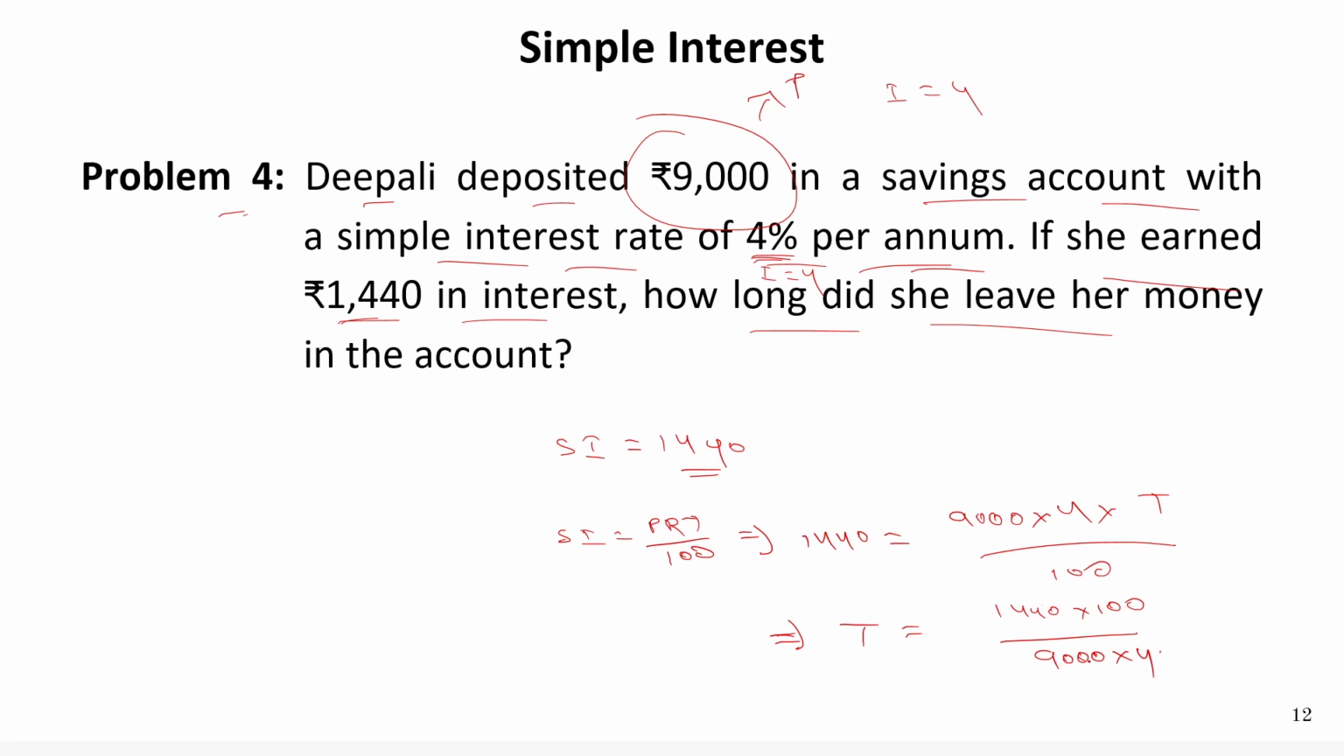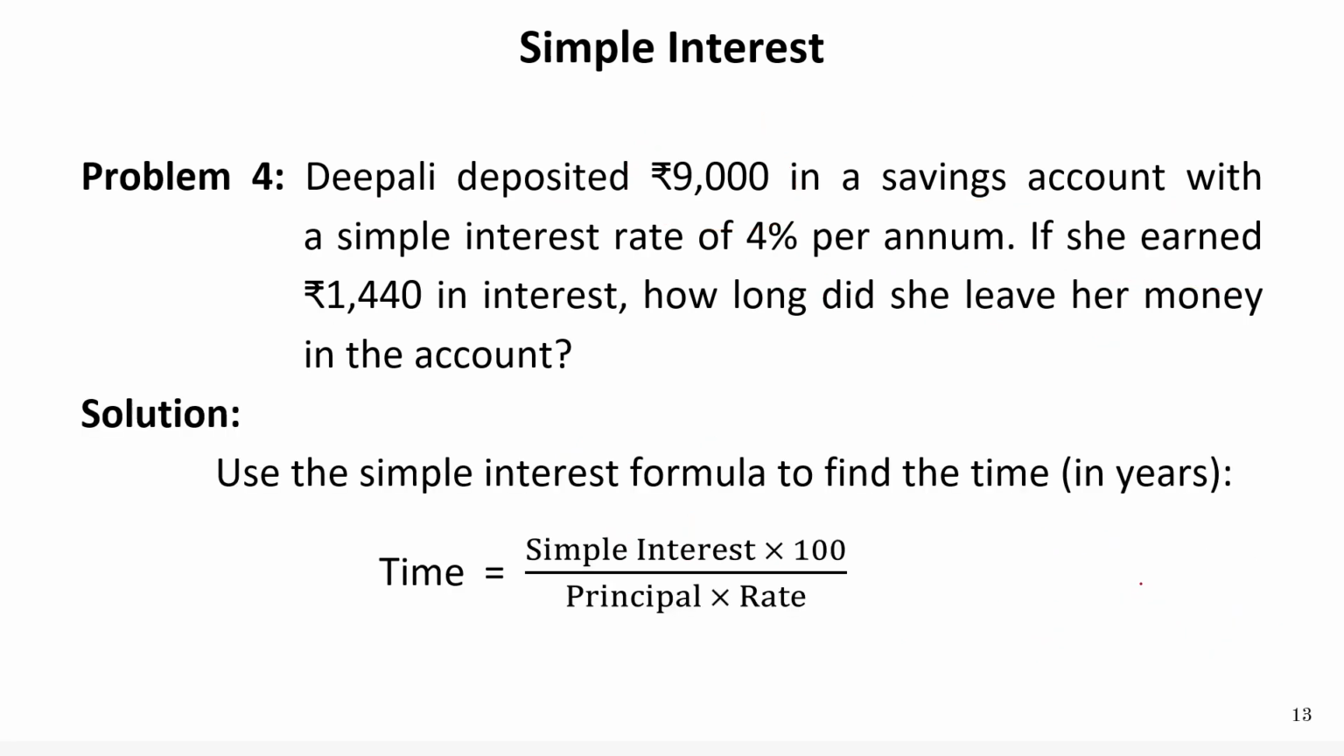So this will be what? Cancelling the zeros out from the numerator and denominator, we are left with 144 by 9 into 4, that is 144 by 36. Okay, so 144 by 36 will be 4 years, right?